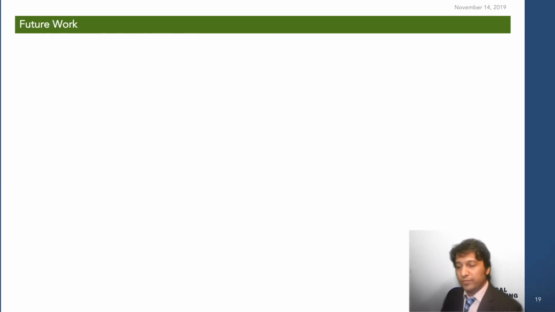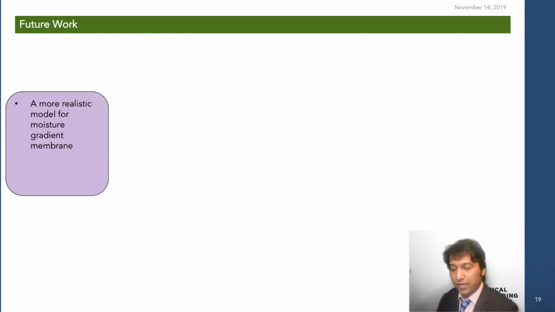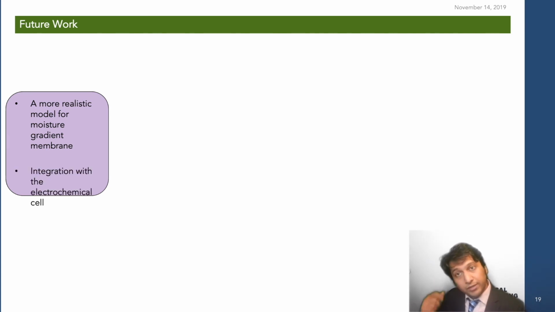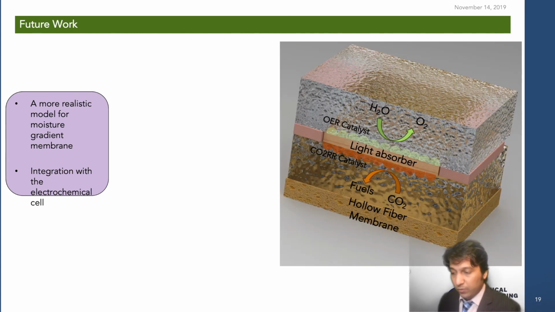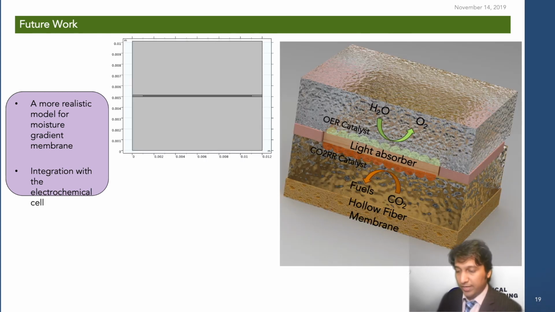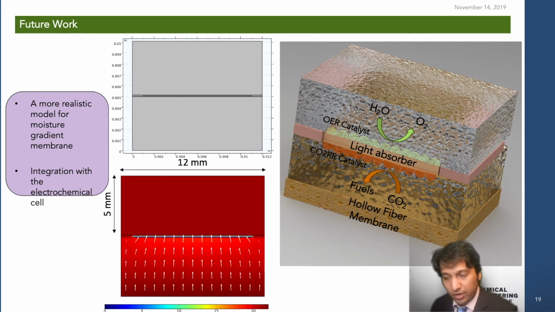So the future scope of this work: an interesting study would be to use a more realistic model for the moisture gradient, by using more water-dependent kinetics and using the diffusion of the species as a function of the concentration of water, or water uptake in the membrane. And then the integration with the electrochemical cell would be the next step. If this is a fully integrated system, we could again model this in COMSOL to see how it performs.